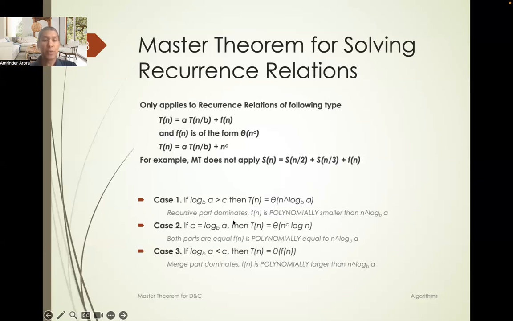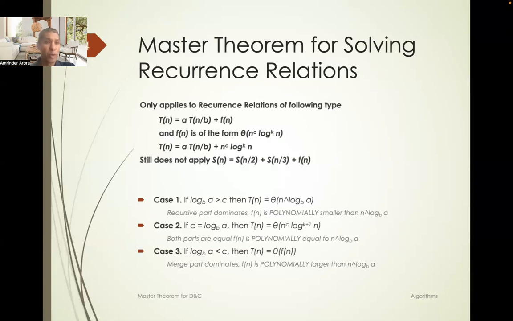Case 2 is that those two terms are equal. That means log of a to the base b is equal to c, in which case we write down T of n is equal to theta of n power c times log n. And in case 3, we say that c is actually greater than log of a to the base b, in which case we simply write down T of n is equal to theta of f of n. In this case, we say the merge part dominates. Again, the first part dominates, or it's equal, that's case 2, or f of n dominates, that's case 3. That's simply master theorem, okay?